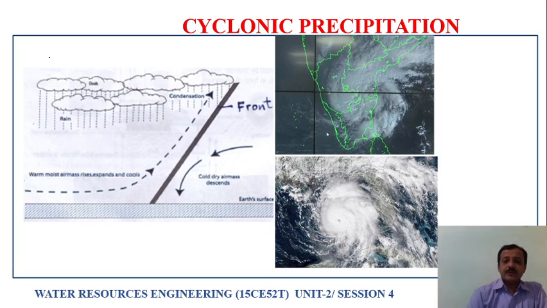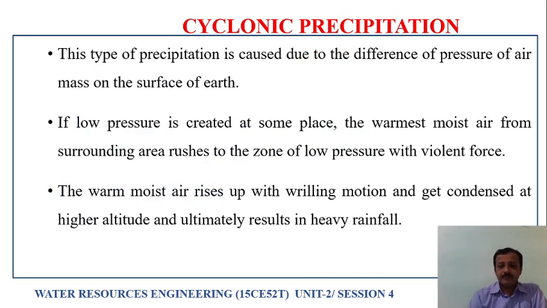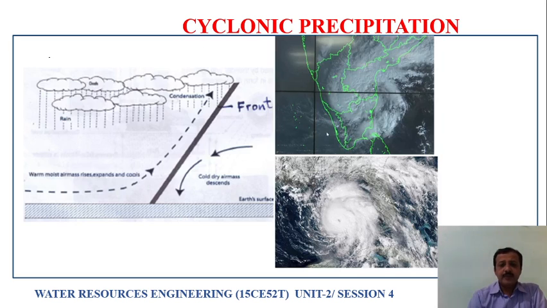So this is called cyclonic precipitation. We can experience this cyclonic precipitation in India during October, November and December. During this month we experience this cyclonic precipitation in India, and it creates a lot of damage in the coastal regions.